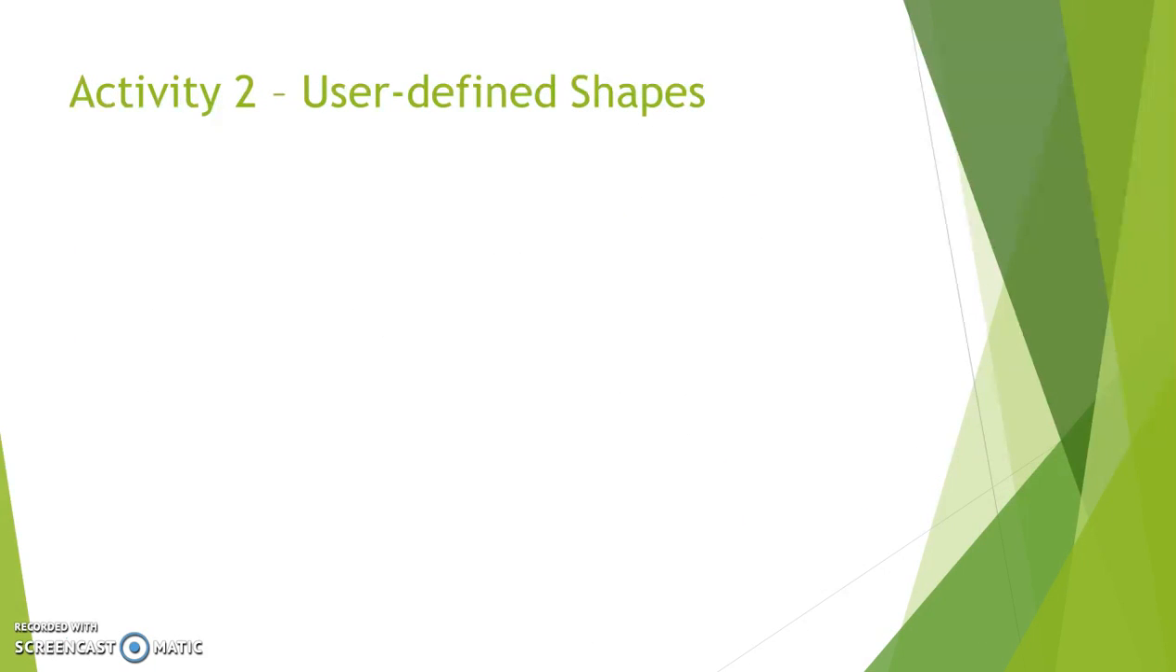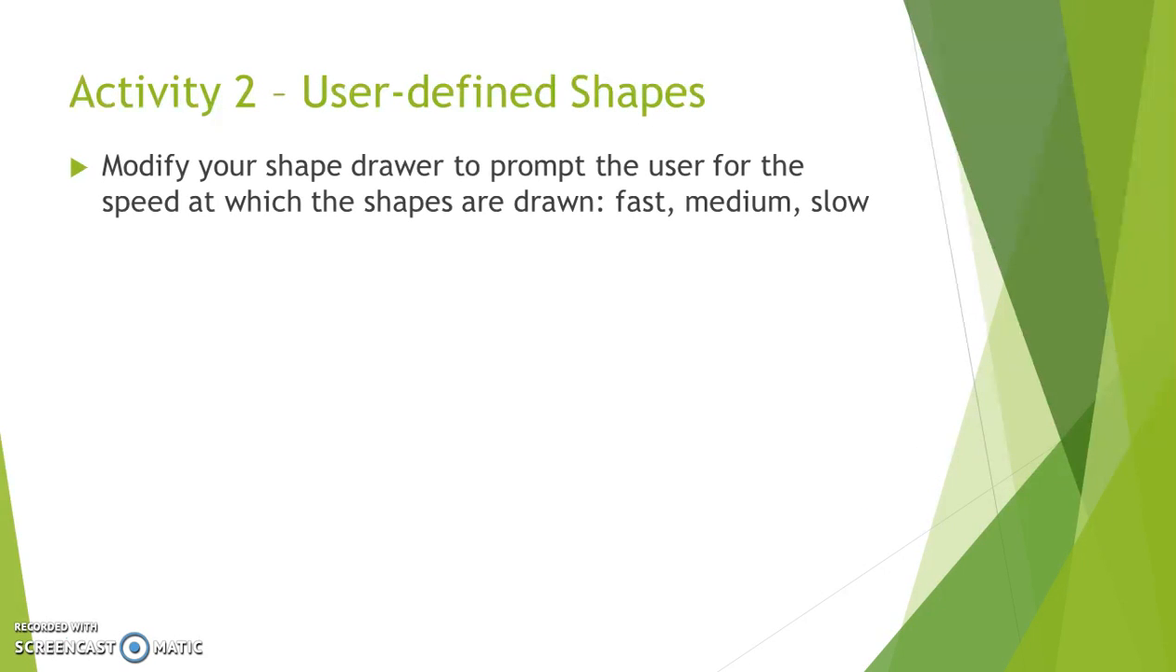Okay, so what's your activity then? I'd like you to mimic what I just did. Modify your shape drawer to prompt the user for the speed at which the shapes are drawn, and then draw your shape system either fast, medium, or slow. And it's key, I want you to understand, you're not writing out the code 3 times. You're not calling 3 different sets of code. Rather, you're using the same set of code with a given argument.